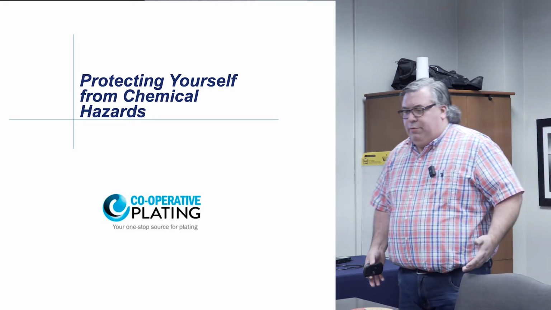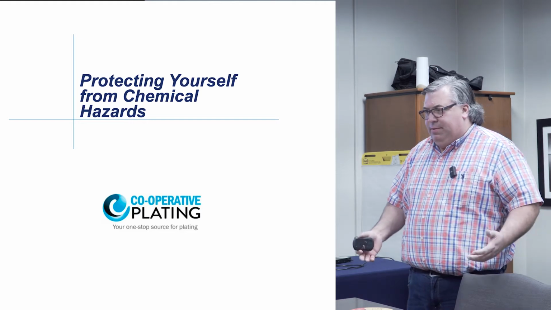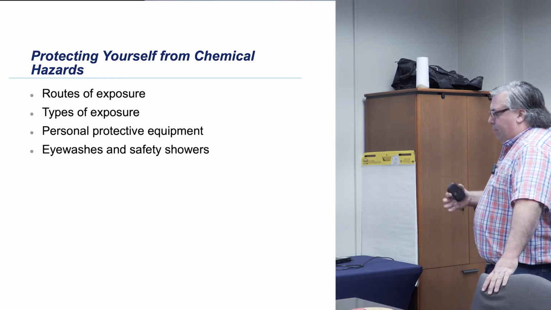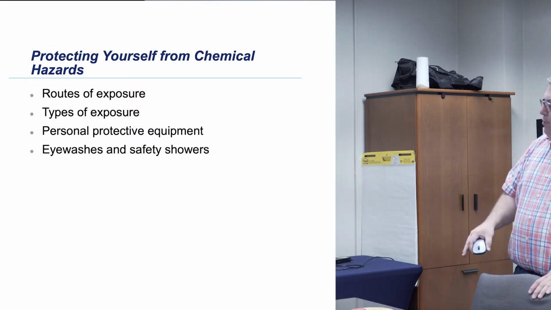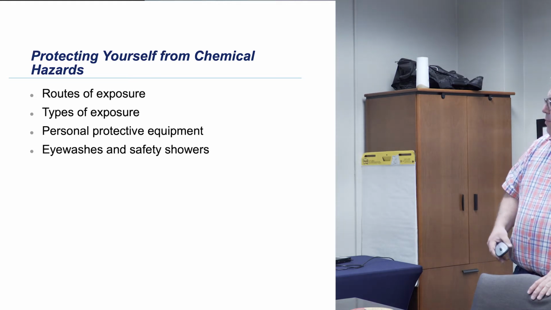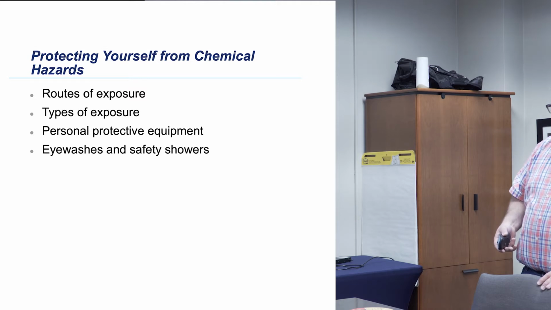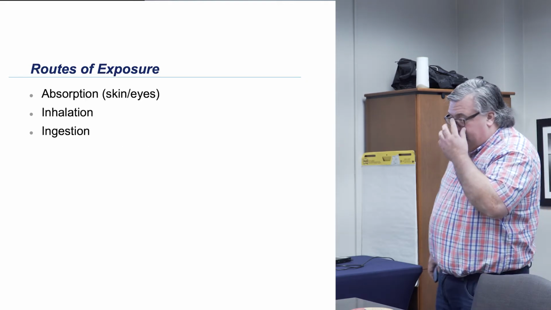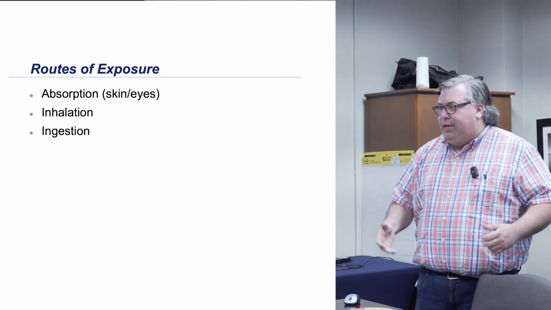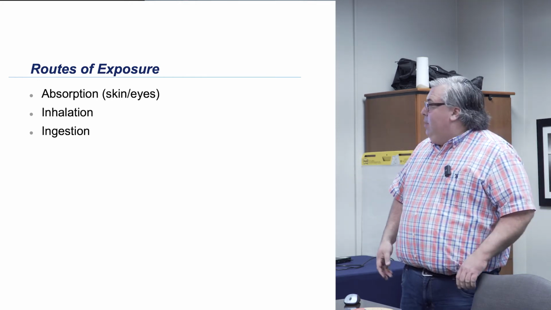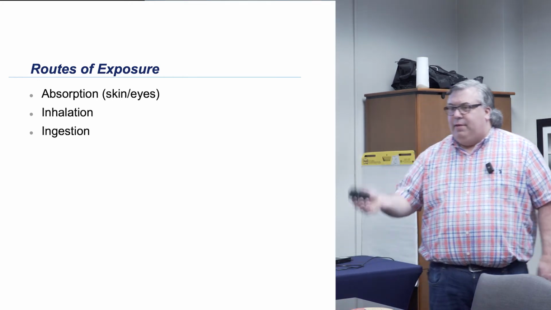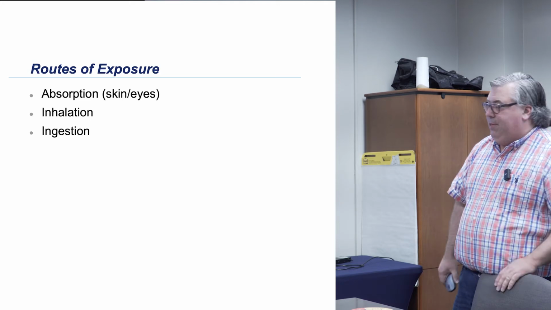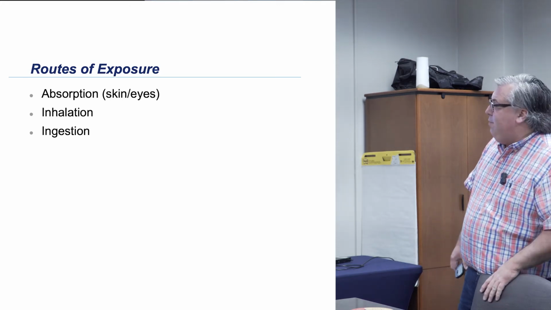So, how do we protect ourselves from chemical hazards? Probably the most important, right? So in this section, we're going to talk a little bit about routes of exposure, types of exposure, then we're going to talk about personal protective equipment, and then a little bit about eye washes and safety showers. So routes of exposure. If you get exposed to a chemical hazard, how does it get into your body? So the three most common ways with the chemicals that we have here: absorption, so you get it on your skin and it absorbs through the skin, maybe through the eyes, that sort of thing.